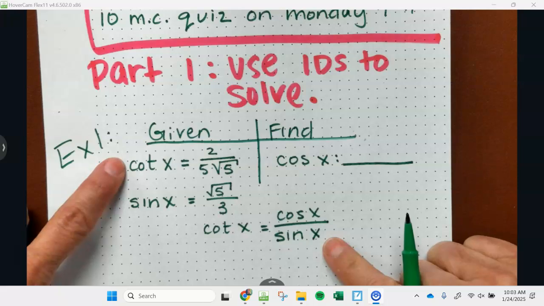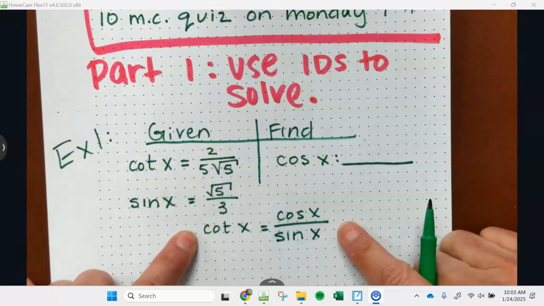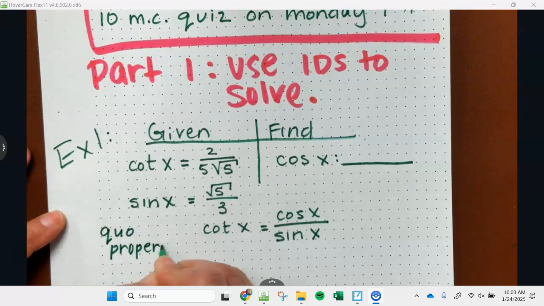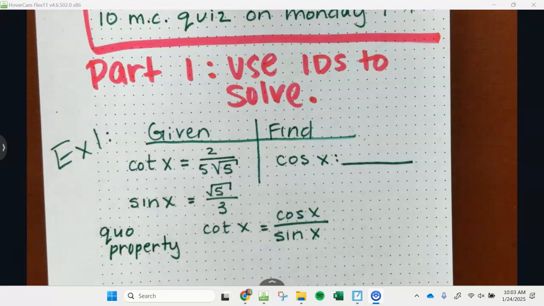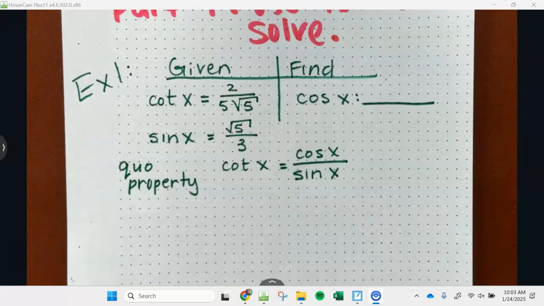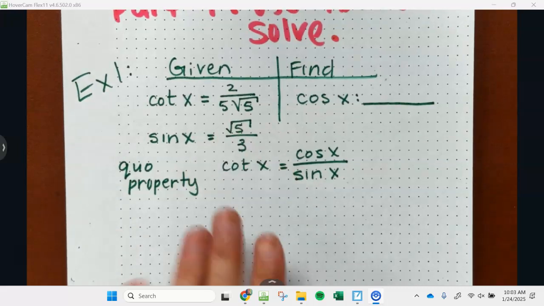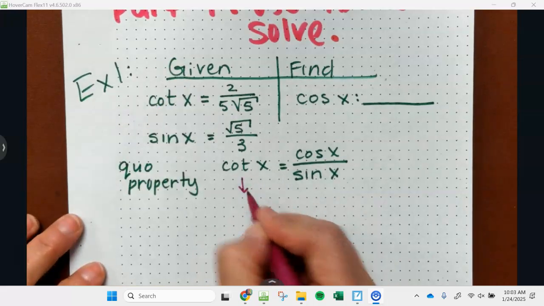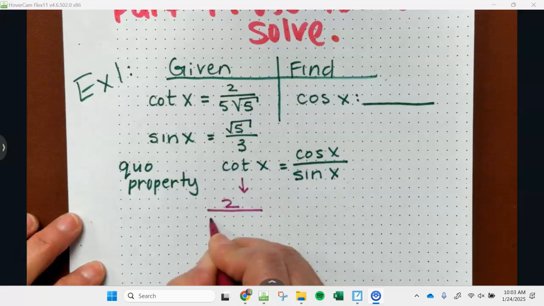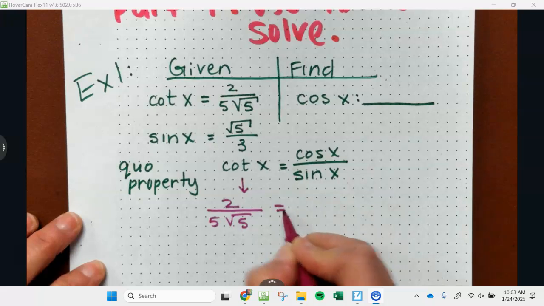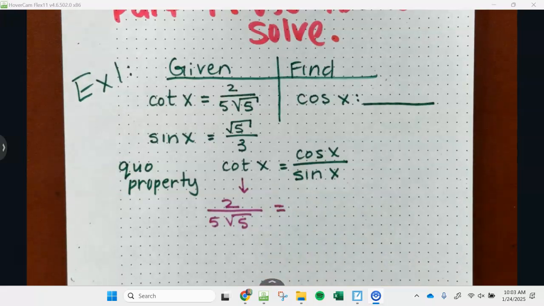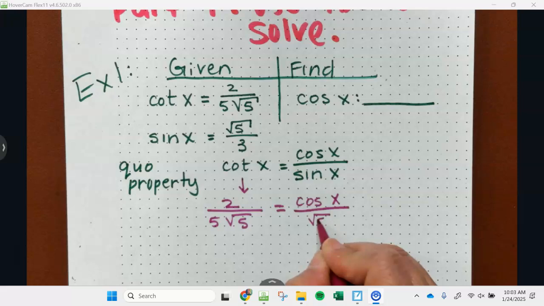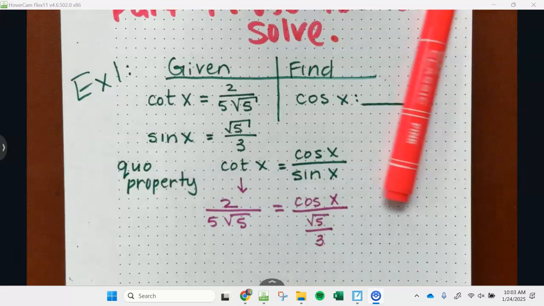So I am able to fill in 2 pieces of info here. So I am going to use this quotient property. Guys, I'm just building an equation and solving for what I'm looking for. That's all it is. Cotangent of x, over here on the left side, I'm going to input what I know cotangent of x is. It's given to us. So this is 2 over 5 square root 5. I'm going to copy the equal sign. And remember, we do not know cosine x, but we do know sine x. So I'm going to write square root 5 over 3 here.